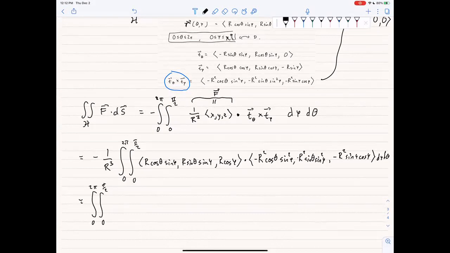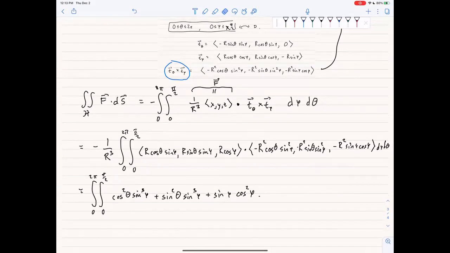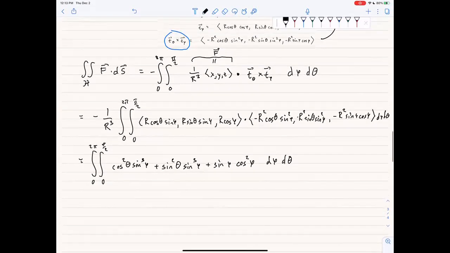So I will do that, and then I just have to do some multiplications. I'll have cosine squared theta sine cubed phi plus sine squared theta sine cubed phi plus sine squared phi cosine squared phi. Pardon me, I gave myself one too many signs here. Just sine phi cosine phi. Great, and this is d phi d theta.